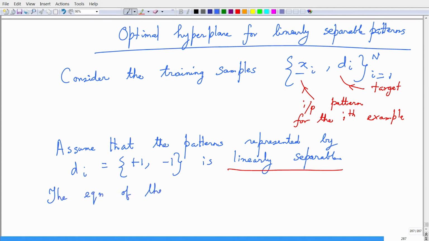The equation of the decision surface is given by W transpose x plus bias equal to 0. Okay.